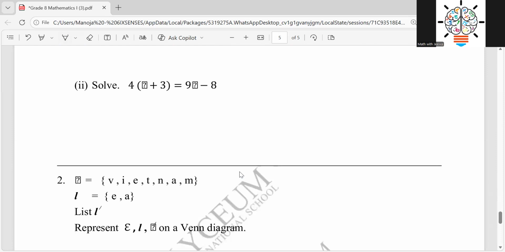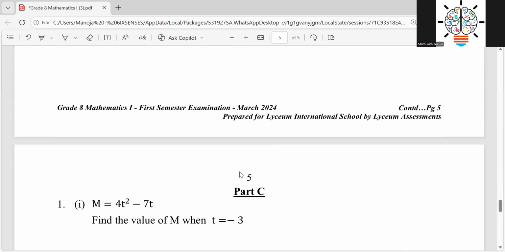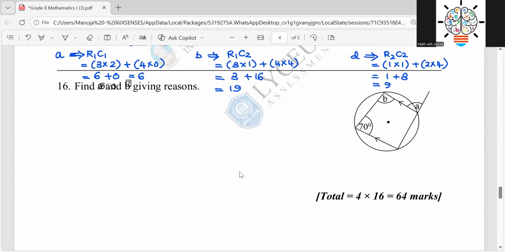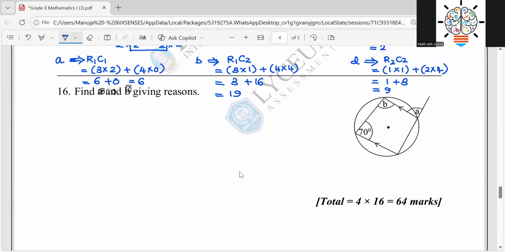And we have only one more page. Quickly we will do that. And here you want to find the values. So then the 70 and this one will be what, children? That will be 110. How did I get that? Can you see the speciality of this quadrilateral? It is a cyclic quadrilateral. How do you know that?